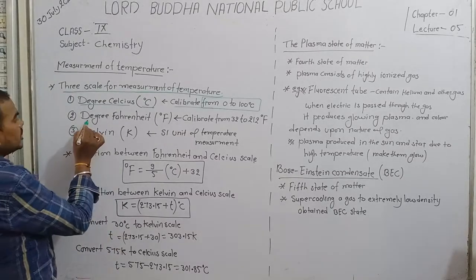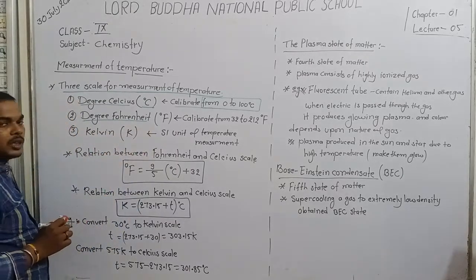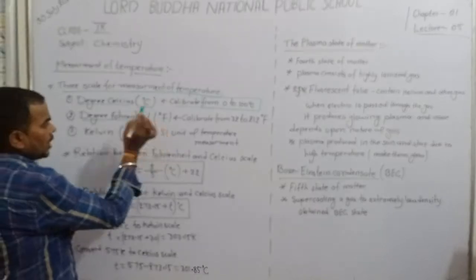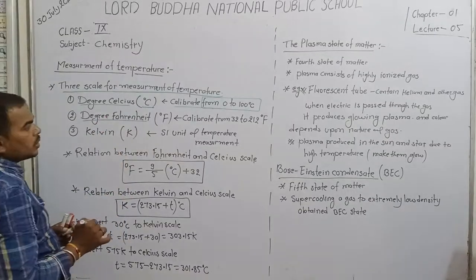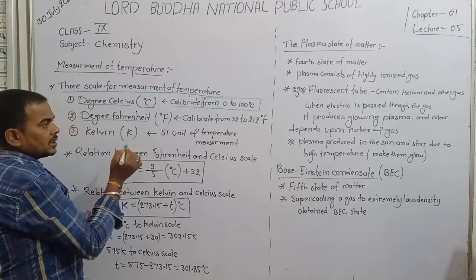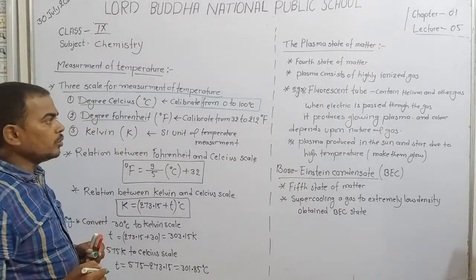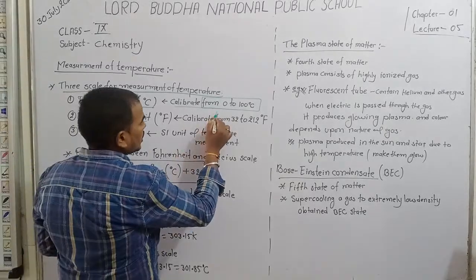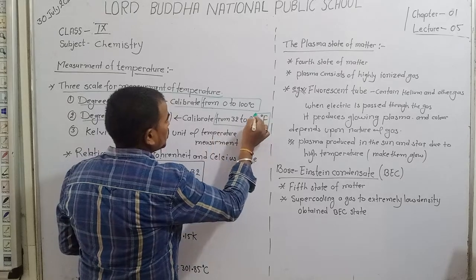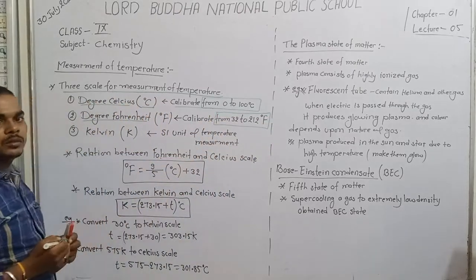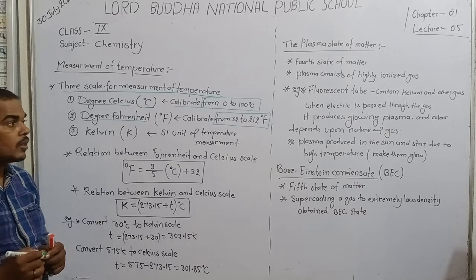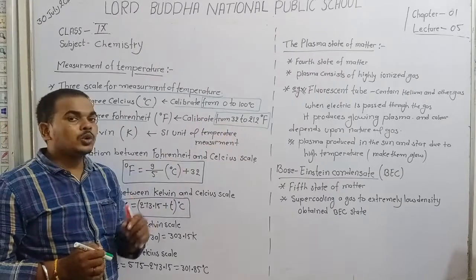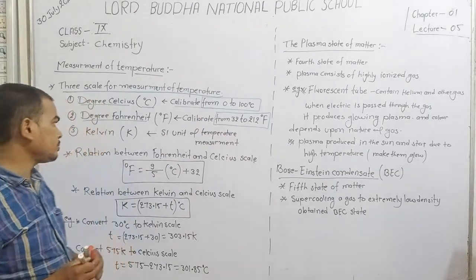The second is degree Fahrenheit, represented by degree F. By using the Fahrenheit scale, we calibrate from 32 to 212 Fahrenheit.